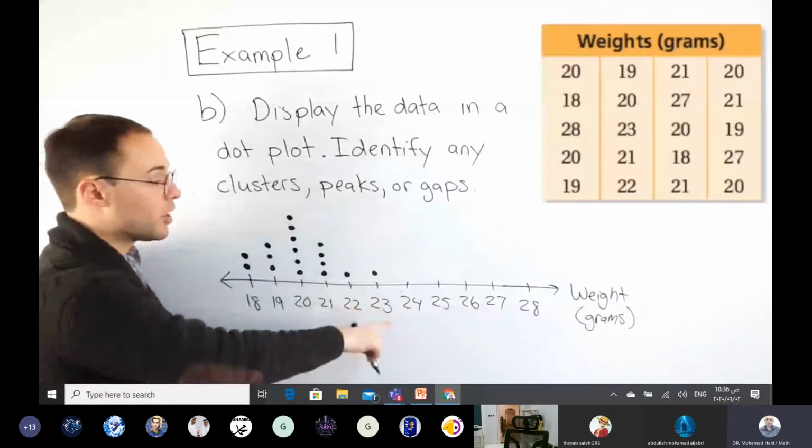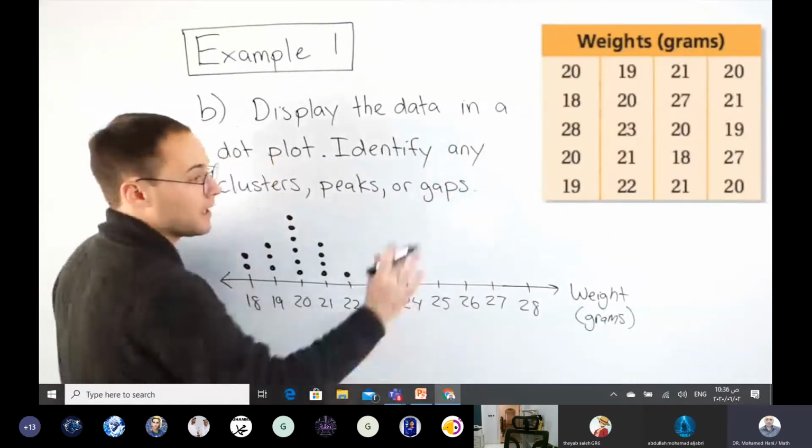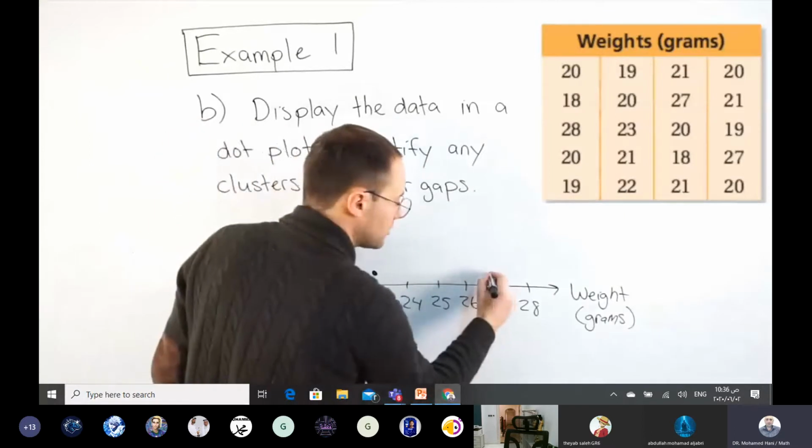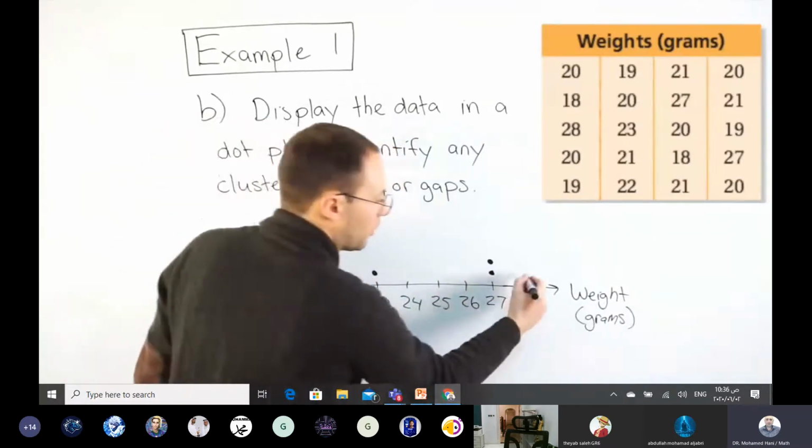At this point, you'll notice there were no 24s, no 25s, no 26s. So I'm going to put nothing there. And then I get to 27 and keep going. So there are two of those. And then finally, 28.